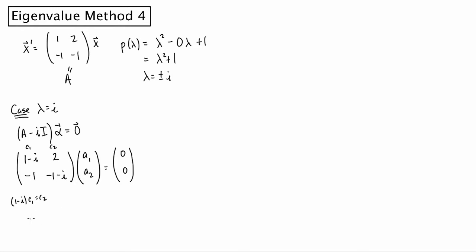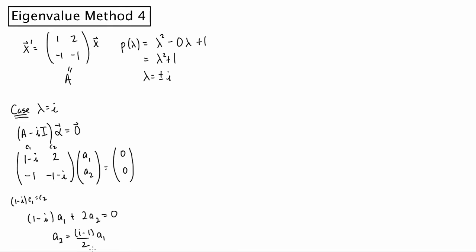So let's look at the first row. The first row would need to satisfy 1 minus i times A1 plus 2 times A2. That would need to be 0. If I solved this for A2, then A2 would be equal to, let's see here, I would have i minus 1 divided by 2, because it would flip it because of the negative. So we would have this relationship between the two of them.